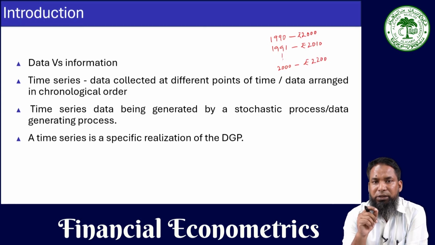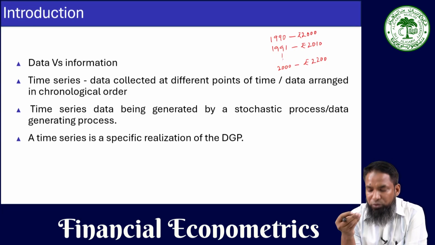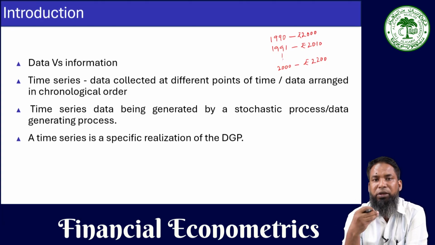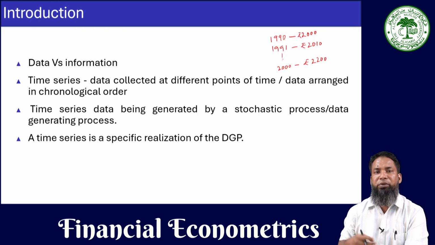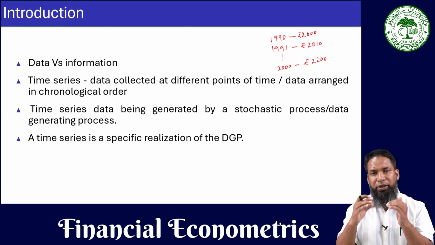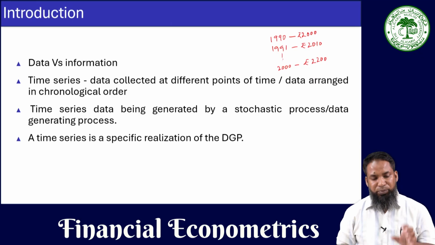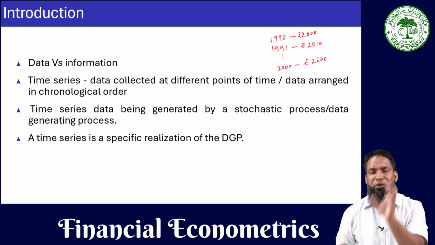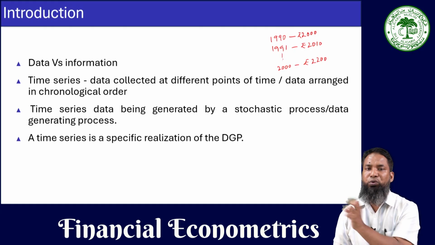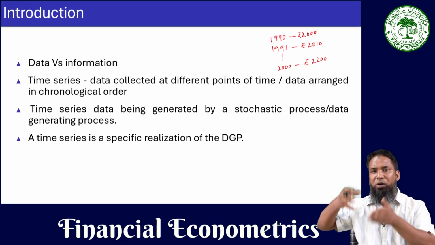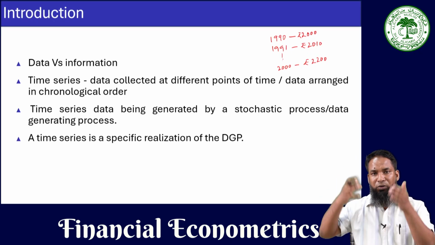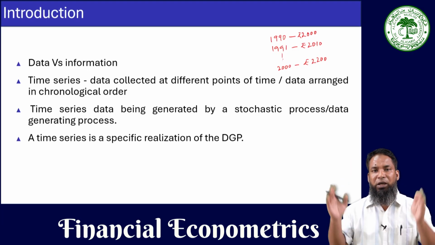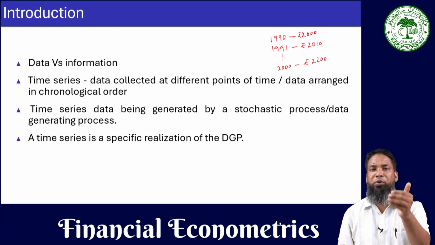However, if we think this way, in 1990 the value of GDP could have been 2001, it could have been 1990, it could have been 1015, it could have been anything. So there was the possibility of taking any number for the GDP. That means in a particular year GDP could have taken any value. If we club all those possibilities together, that is known as the data generating process.